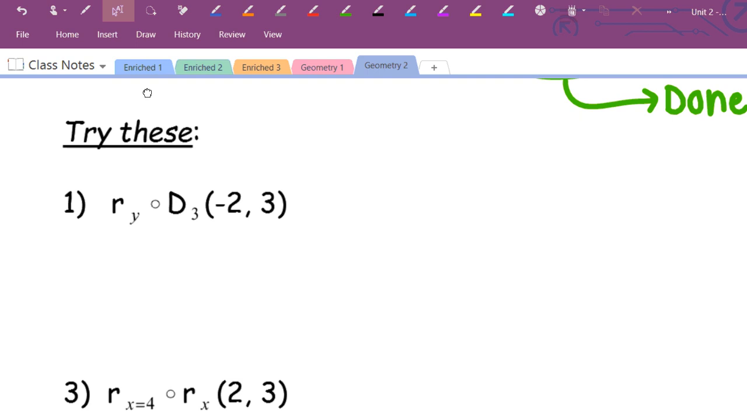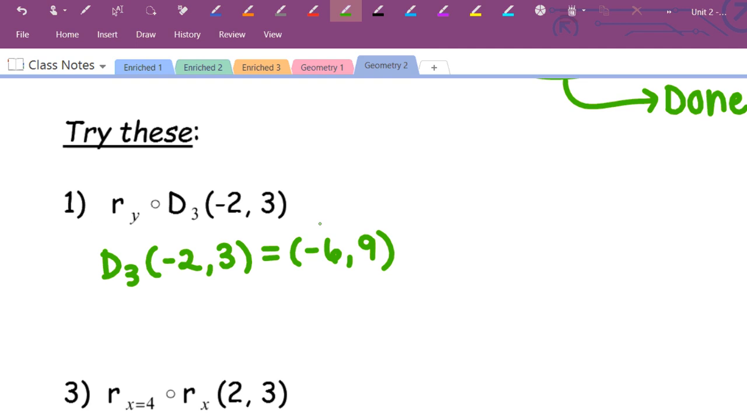Okay, so if I dilate that point by 3, what would I be left with? What would you have? Okay, so that leaves me the coordinate negative 6, comma 9. And now what do you do to that point, Caleb? So I'm going to reflect over the y-axis the point negative 6, 9.